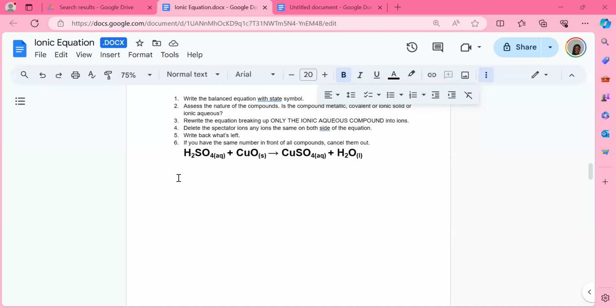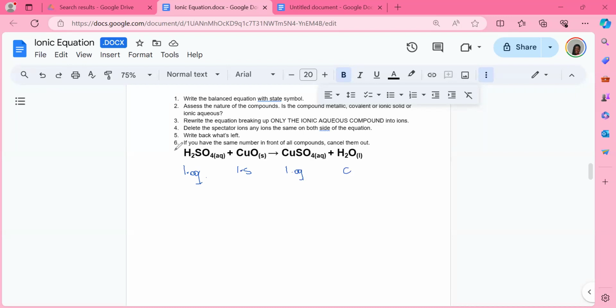So you have a reaction where I'm reacting acid with a metal oxide to form salt and water. So it's sulfuric acid reacting with copper oxide to form copper sulfate and water. So I have the balanced equation already. This equation is already balanced. And then it says I must assess the nature of the compound. Acids again are ionic aqueous. Here I have copper oxide, that is an ionic compound, but metal oxides are solid, so it's ionic solid. Here I have copper sulfate, which is ionic aqueous, and then I have water, which is a covalent substance.